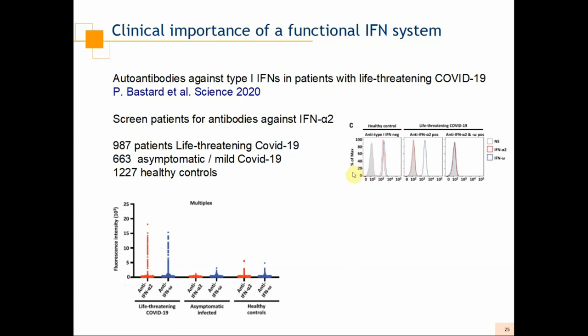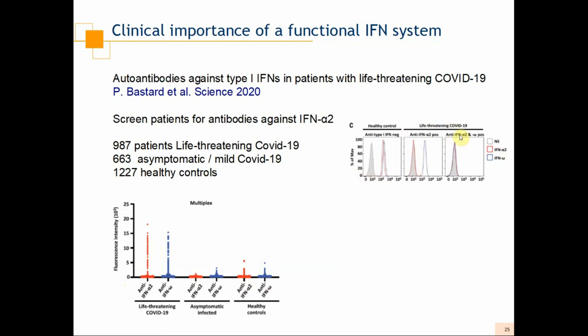And if you add interferon alpha 2 to these monocytes, or interferon omega, then STAT1 is phosphorylated, and that's what you detect here by flow cytometry. So you've got STAT1 phosphorylation activation by interferon. However, if you put in serum from one of these patients, which has got anti-interferon alpha 2 in the binding assay, then you completely block STAT1 phosphorylation.